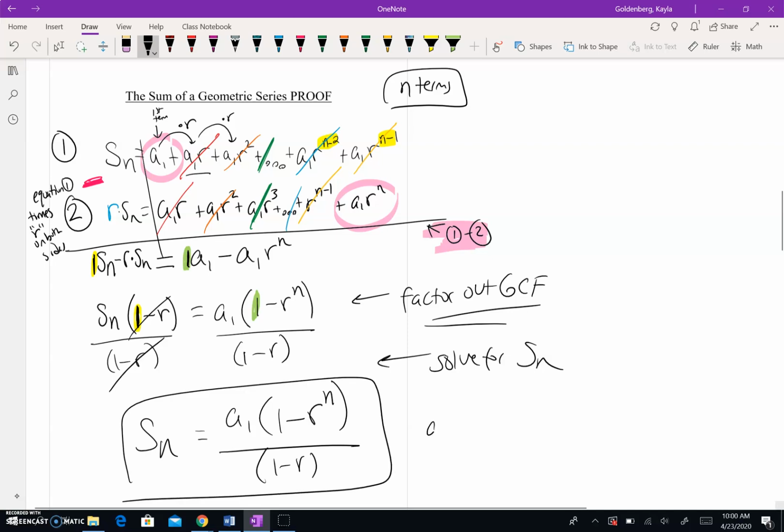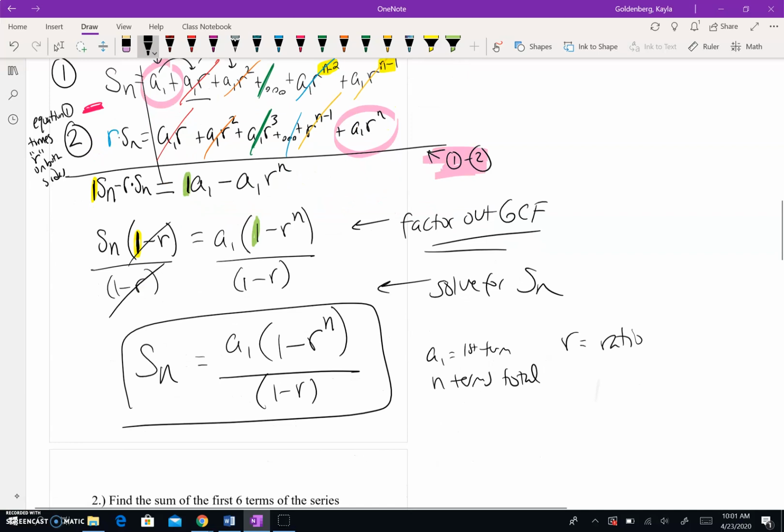And all those are coming from a sub 1 equals your first term, right? N terms total. R equals your ratio that you're multiplying by. So all of those are really coming from your general, or excuse me, not arithmetic, your general geometric sequence, right? Those are the same terms that you use throughout. So this is our rule.